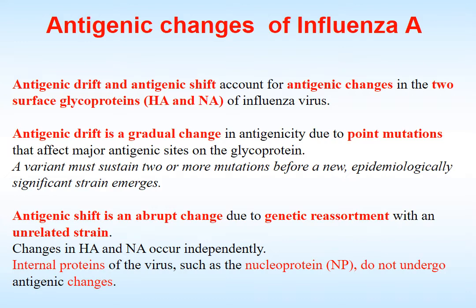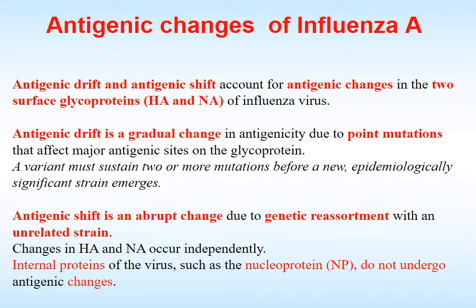Antigenic change of influenza virus A. It's one of the most important biological features of this virus. It has the possibility to change its antigenic structure in two ways: antigenic drift and antigenic shift. These account for antigenic changes in the two surface glycoproteins, hemagglutinin and neuraminidase of influenza virus.